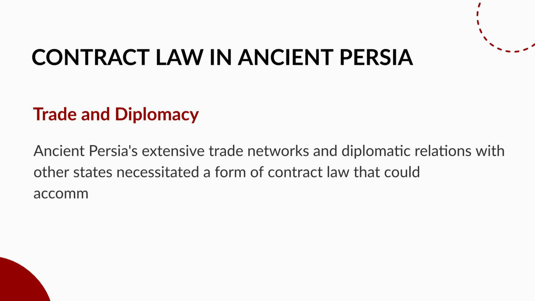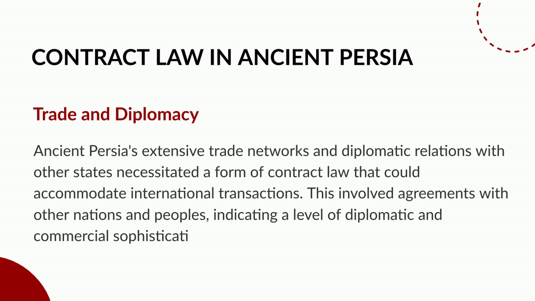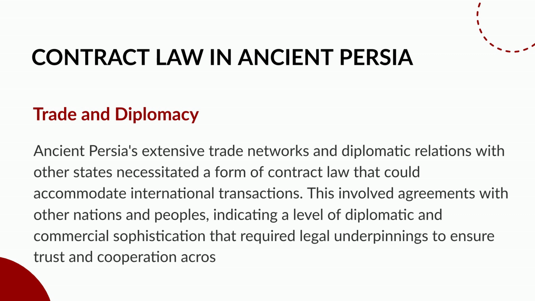Trade and diplomacy. Ancient Persia's extensive trade networks and diplomatic relations with other states necessitated a form of contract law that could accommodate international transactions. This involved agreements with other nations and peoples, indicating a level of diplomatic and commercial sophistication that required legal underpinnings to ensure trust and cooperation across cultural and linguistic boundaries.